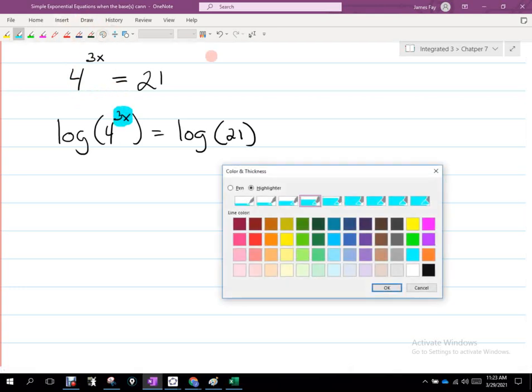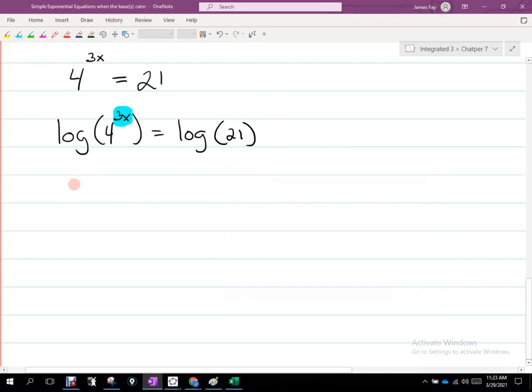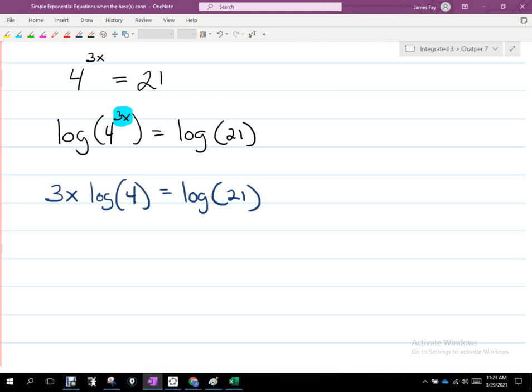Okay, so you want to take that 3x out in front. That's good. Okay. So take my 3x out in front. Get 3x log now of 4, right? Equals log 21. All right. Now, you can do a couple different things here. Okay? Why is this different than any other problem we've done so far?